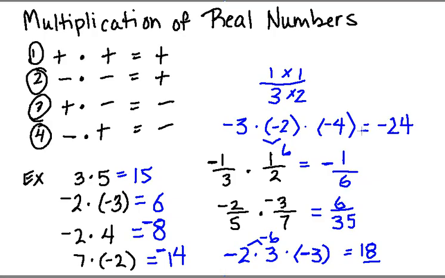Once again, if I count out my number of negative signs, I've got 1, 2, 3. It's an odd number, so I know my answer is going to have to be negative. An odd number of negative signs, the answer is negative. An even number of negative signs, the answer is positive.